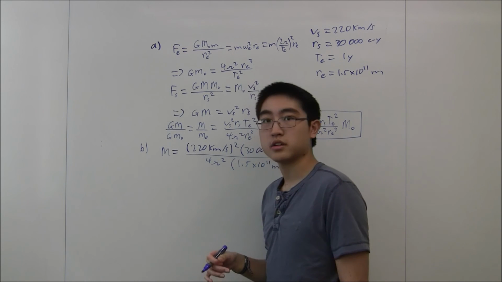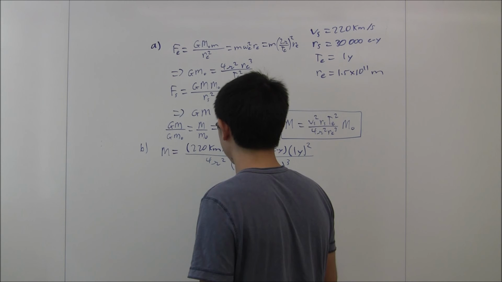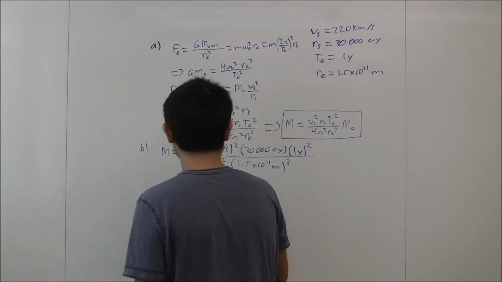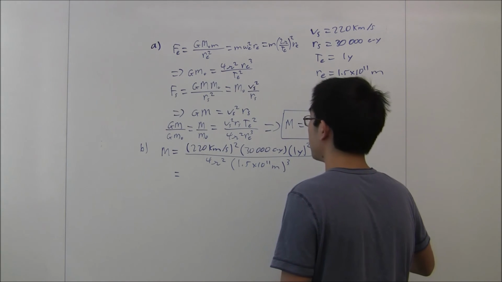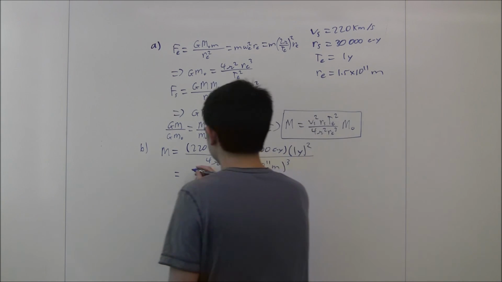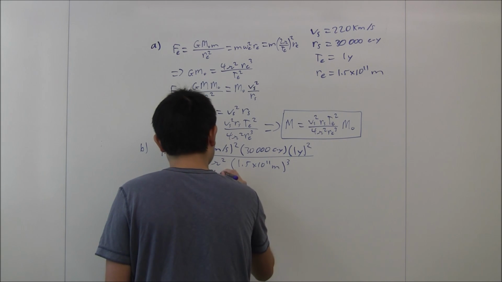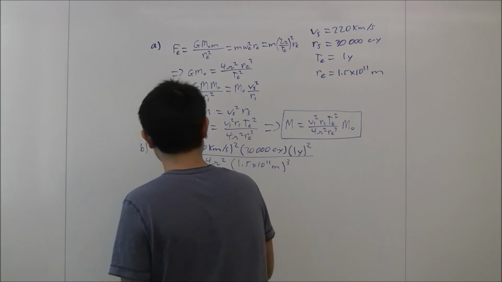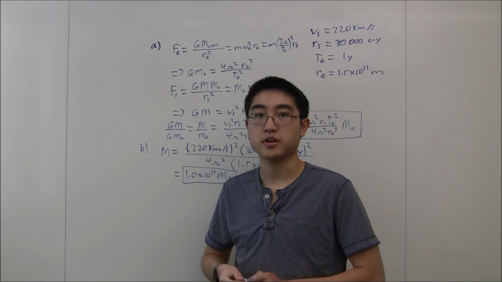Now, I'm not going to work or show all the algebra and unit conversions involved, but if you do all the algebra correctly and make sure that the units match, we get that big M is going to be equal to 1.0 times 10 to the 11 m naught. So that's going to be our final answer, part B of the problem.